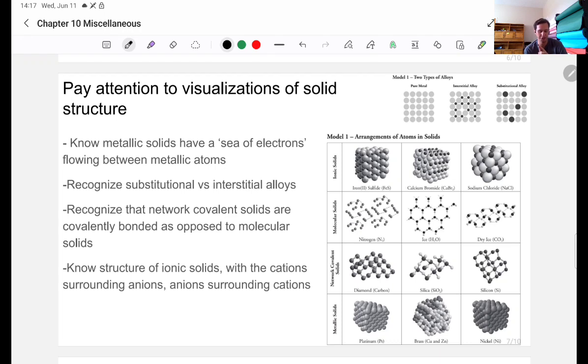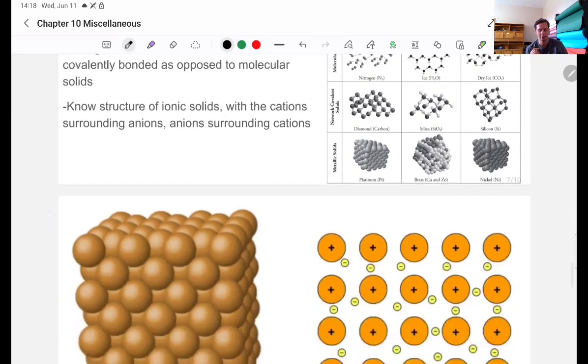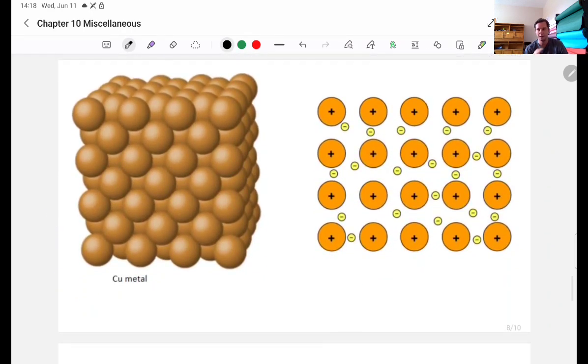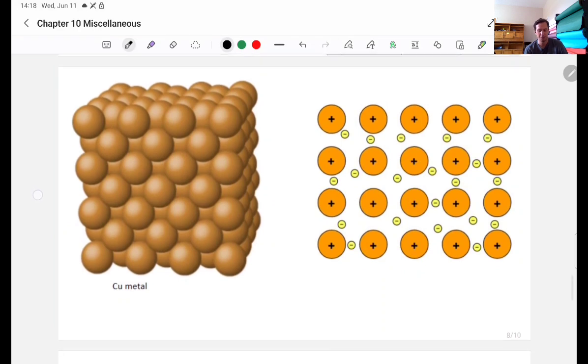And know the structure of ionic solids, with the cations surrounded by anions and anions surrounded by cations. Basically the pluses and negatives interchange. You should know that in a diagram, a metallic solid can be represented something like this. And those pluses do not represent protons. In this case, the pluses represent the nuclei of the atom, or the metal atom itself, basically, and then the electron or electrons given off that are moving around it. So it represents the atom, which has a positive charge. It doesn't represent one proton or something like that.